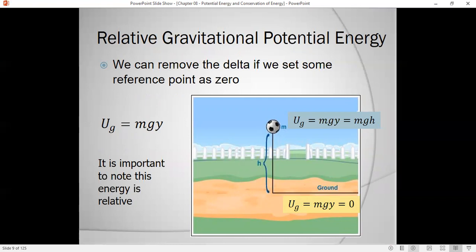Again, it's all relative. We can move the delta if we set some reference point at 0. So here we're defining this potential energy as mgy. And again, a lot of times you'll see in problems we'll replace the y with h just in terms of height. And this is the height above whatever reference point. In this case, we chose the ground. So again, it can be written in a number of different ways: mgy, where y is the vertical distance, or mgh, where h is basically your vertical distance from the ground.